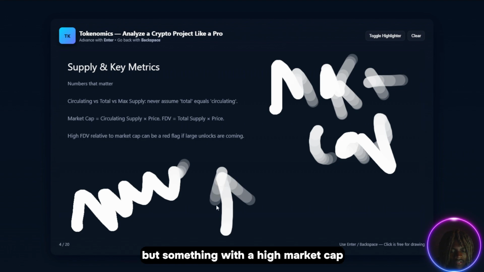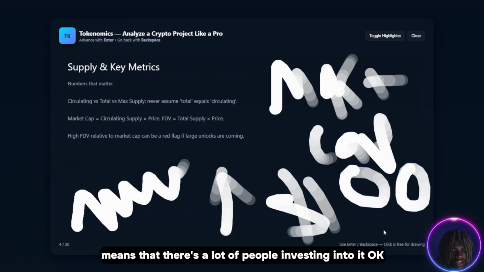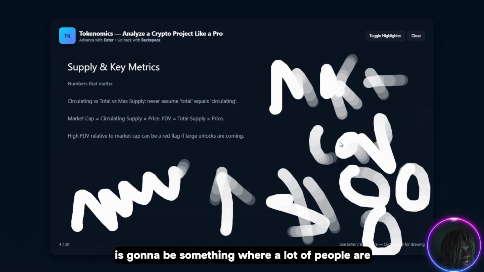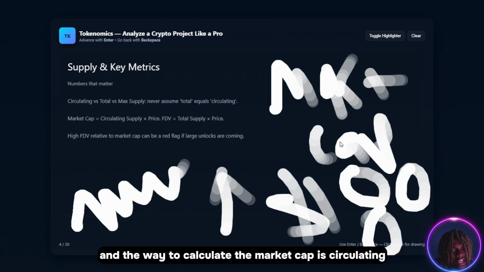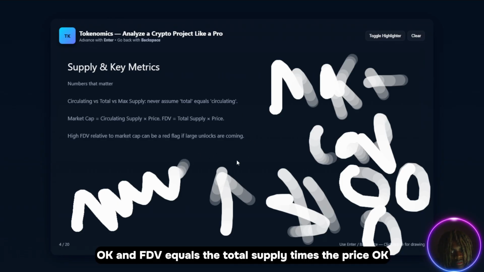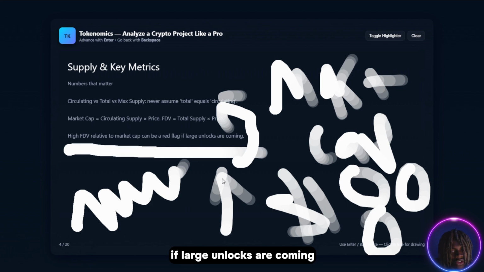Something with a high market cap means that something is valuable, means that there's a lot of money into it, a lot of volume, and a lot of people investing into it. So something with a high market cap, a lot of the time, is something where a lot of people are putting a lot of money into it. The way to calculate market cap is circulating supply times the price, and FDV equals the total supply times the price. A high FDV relative to market cap can be a red flag if large unlocks are coming.